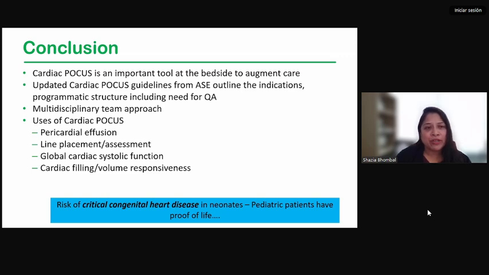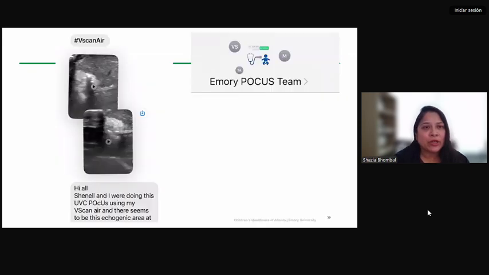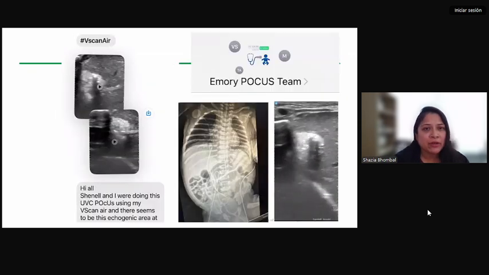There is certainly, and I know I keep saying this, a risk of congenital heart disease in neonates, and something important for us to consider when we do see pathology. And I wanted to show, let's see if I can play these here.